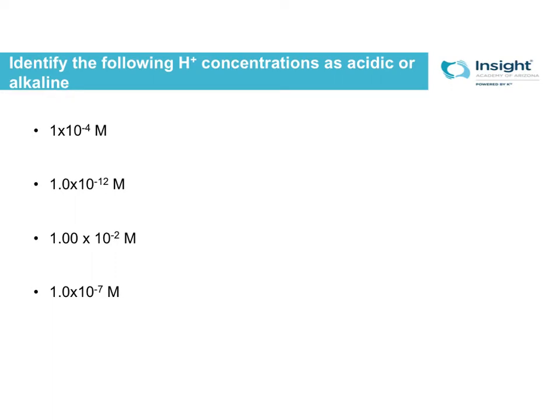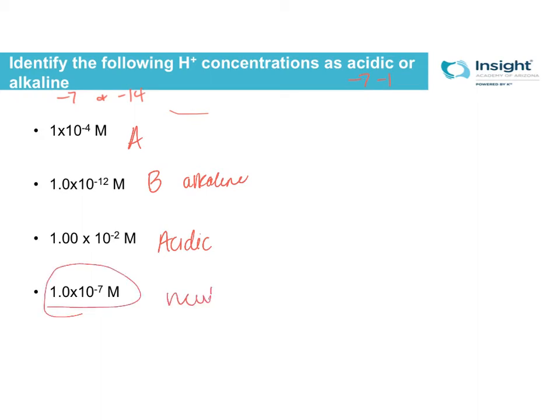So, see if you can classify these as being either acidic or alkaline. So, if you remember, acidic is an exponent between negative 7 and negative 1. Alkaline is between negative 7 and negative 14. All right, so acidic, basic, aka alkaline, acidic, and when you have exactly this number, that's when you use the phrase neutral.